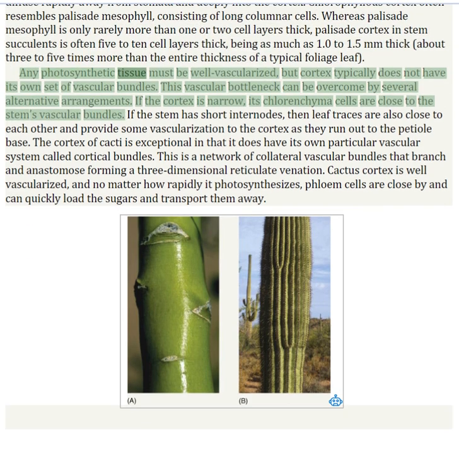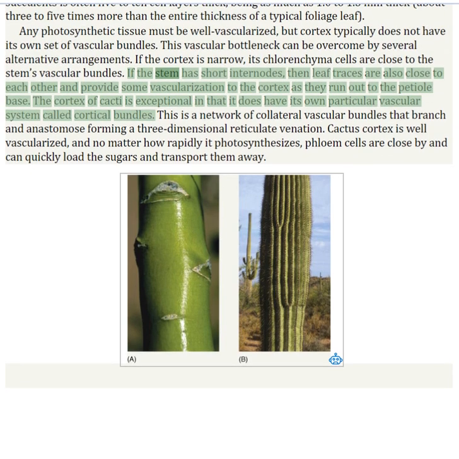Any photosynthetic tissue must be well vascularized, but cortex typically does not have its own set of vascular bundles. This vascular bottleneck can be overcome by several alternative arrangements. If the cortex is narrow, its chlorenchyma cells are close to the stem's vascular bundles. If the stem has short internodes, then leaf traces are also close to each other and provide some vascularization to the cortex as they run out to the petiole base.